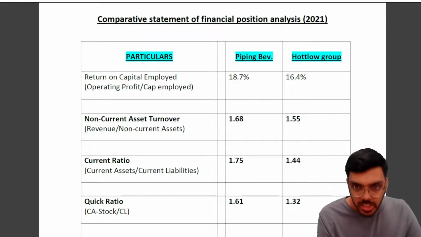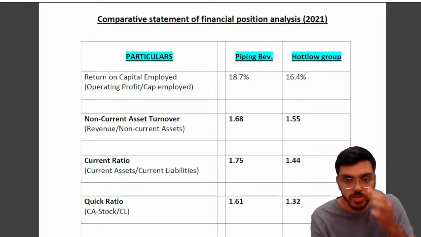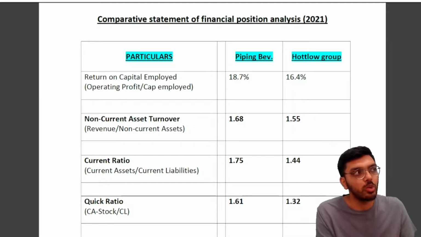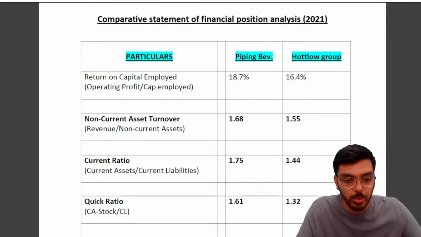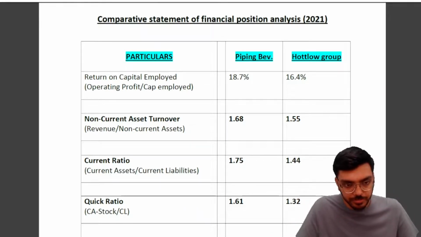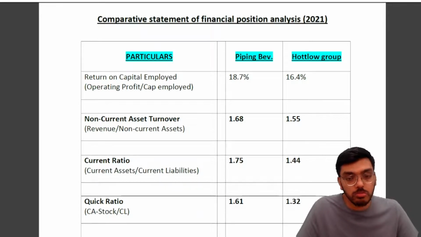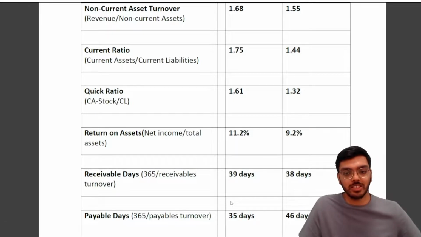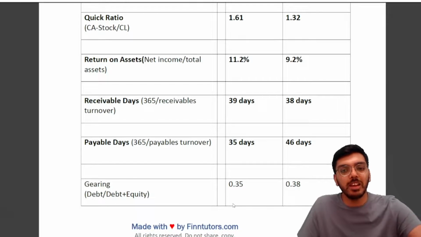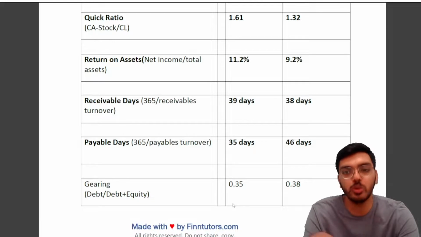If you look at the ROCE, ours is better than theirs. So we are more profitable. We give better returns than Hotlo. So we are more lucrative for an investor looking to put their money in a company that's going to give them returns. Non-current asset turnover is also better than theirs. Current ratio is also better. Quick ratio again is following the same suit. Our return on assets is also higher than theirs. Receivable and payable days are in the same category, and gearing is also in the same category.